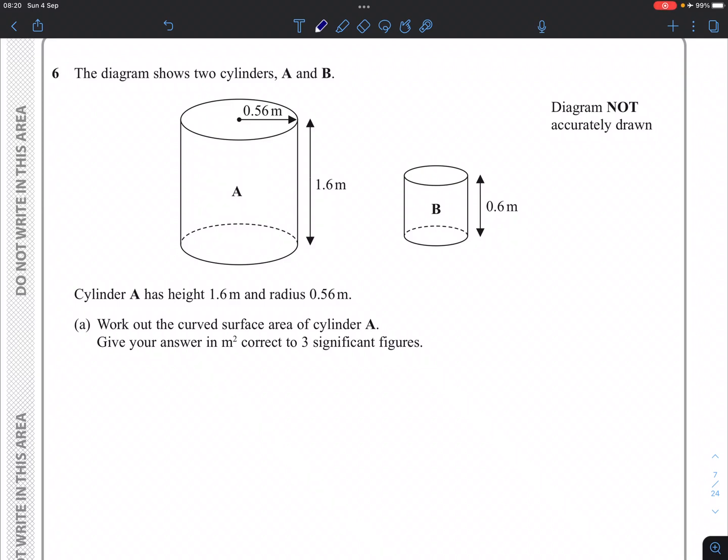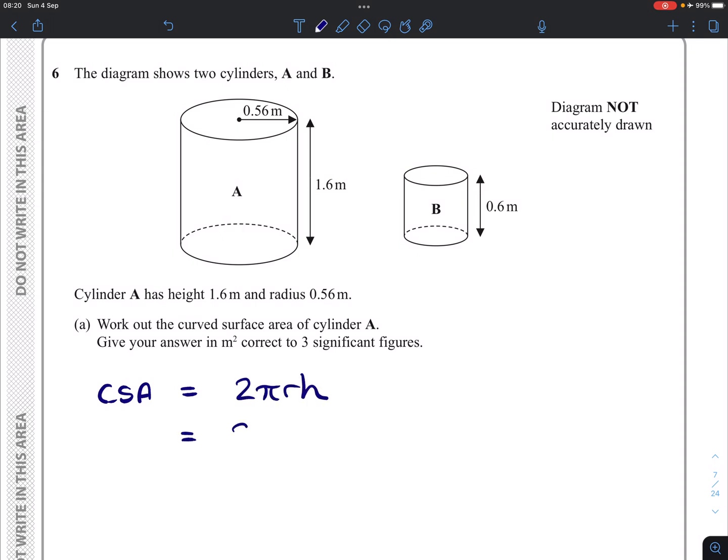Question 6, we have two cylinders shown, A and B. The measurements of the radius and the height have been given in the diagram, but it's also written down here. And we're being asked for the first part to work out the curved surface area of the larger cylinder, A. From the formula sheet, our curved surface area is 2 pi r h.